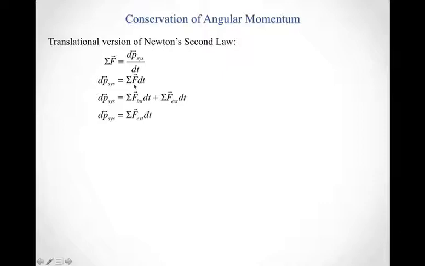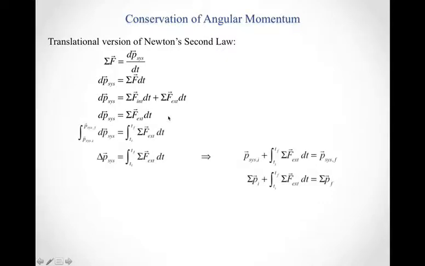I can break up the net force into internal forces and external forces. Because of Newton's third law, I know that the internal forces, when I sum them up over my entire system, will cancel out, and so I'm left with the net external force acting on the system. I can integrate this equation. If I integrate the left-hand side from some initial to final momentum and the right-hand side from some initial to final time, what I get is that the change in the linear momentum of my system is equal to this integral of the net external force with respect to time.